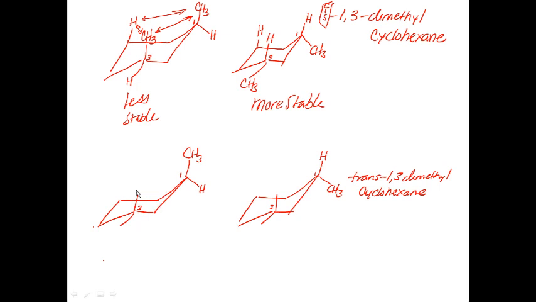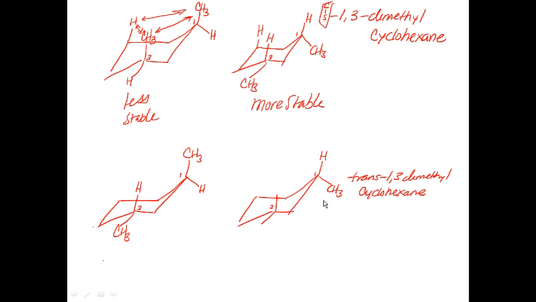where would the second methyl group go in the structure to the left to make trans? If you said equatorial, you are correct. Because this methyl group is above the plane of the ring, and so this methyl group must be below the plane of the ring, and in this case, the equatorial position is below the plane of the ring.